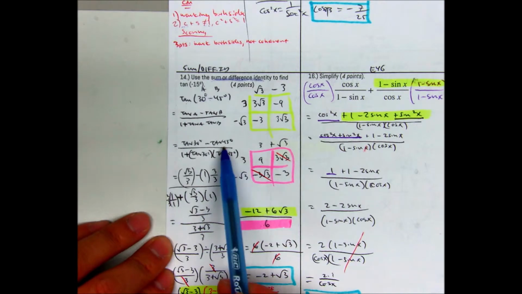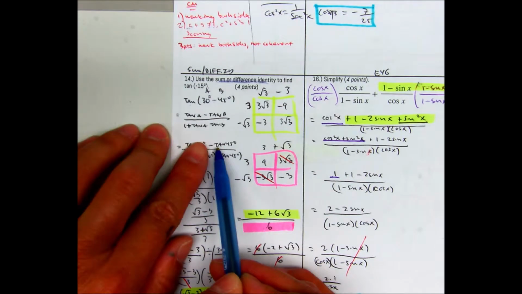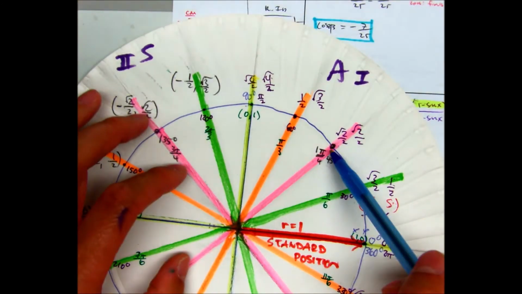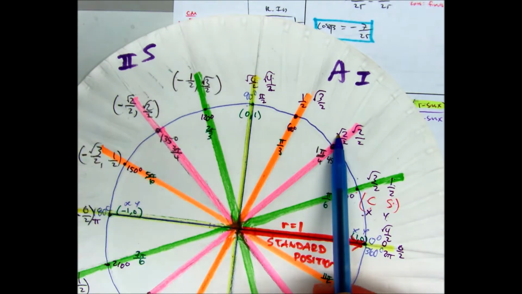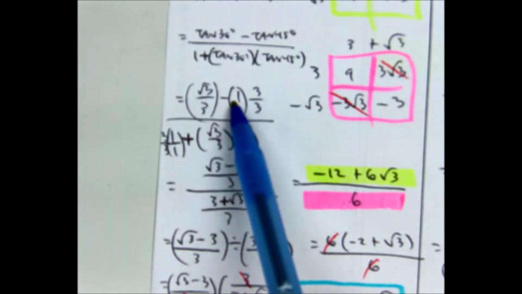Tangent of 45, now this is not a negative tangent of 45, just think of tangent of 45. So you go to 45 degrees. Tangent is not on your unit circle, you have to derive it. That would be radical 2 over radical 2, which is a positive 1. So I put 1 for tangent of 45 here and here.